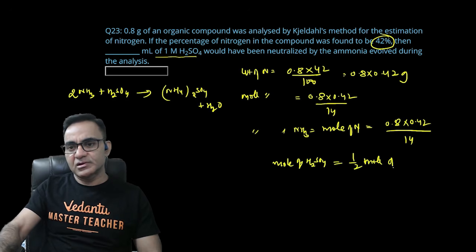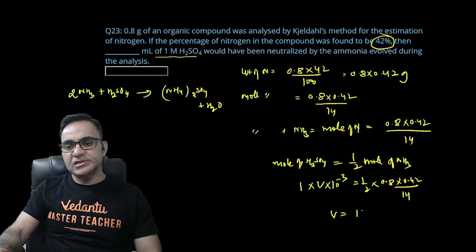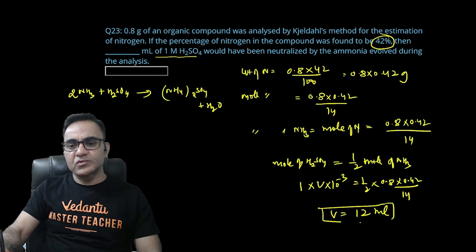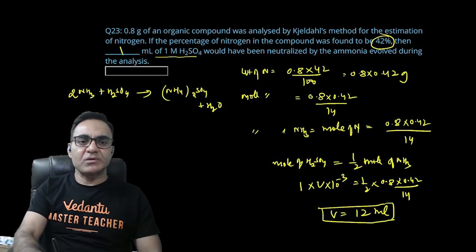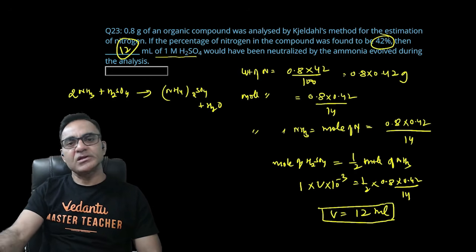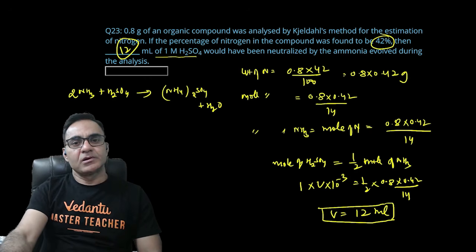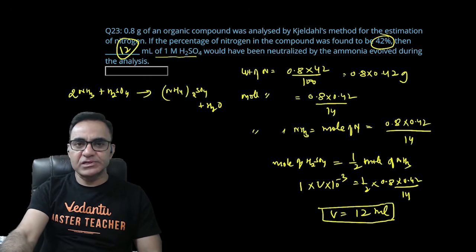तो मोल ऑफ H2SO4 इज इक्वल टू हाफ इंटू मोल ऑफ अमोनिया, यानी हाफ इंटू 0.8 इंटू 0.42 डिवाइडेड बाई 14, एंड मोल ऑफ H2SO4 हो जाएगा वॉल्यूम इंटू मोलैरिटी। 1 मोलर दिया हुआ है, वॉल्यूम को मिलीलीटर में लेता हूं तो 10⁻³ फैक्टर और लगाना पड़ेगा। यहां से कैलकुलेट करते हो तो वॉल्यूम 12 ml आ जाता है। दैट मींस 12 इज गोइंग टू बी द राइट आंसर ऑफ दिस क्वेश्चन। एलिमेंट्री मोल कंसेप्ट का क्वेश्चन है जहां हम एलिमेंट का क्वांटिटेटिव एनालिसिस करते हैं किसी ऑर्गेनिक कंपाउंड में। And Kjeldahl method is a well-known method for calculating percentage of nitrogen in such organic compound.